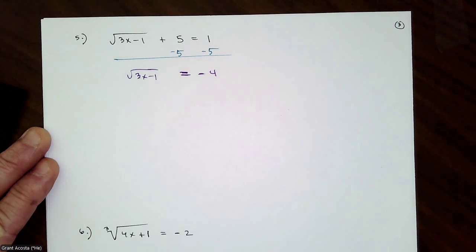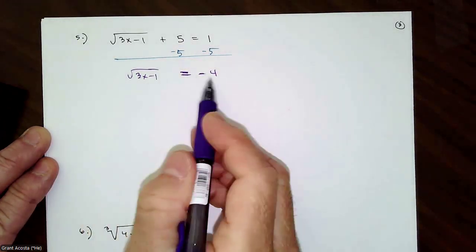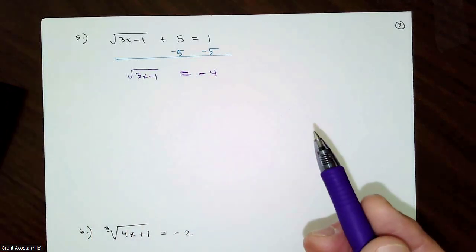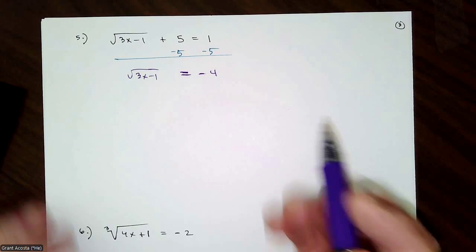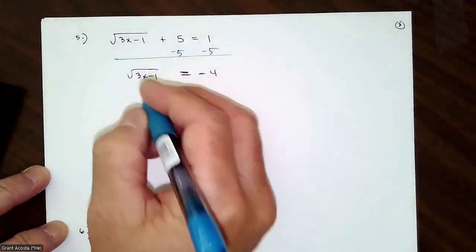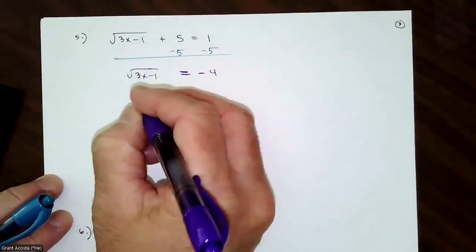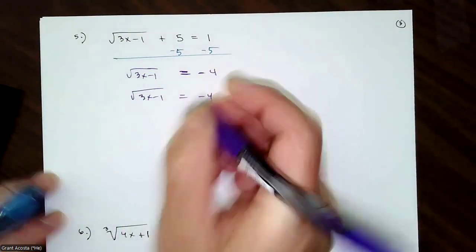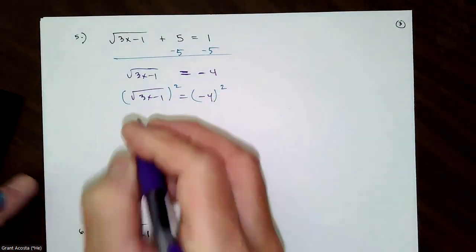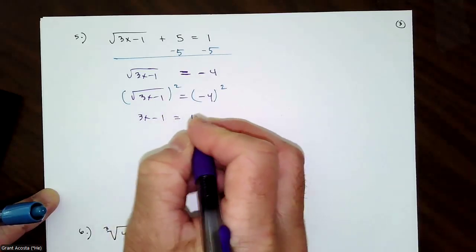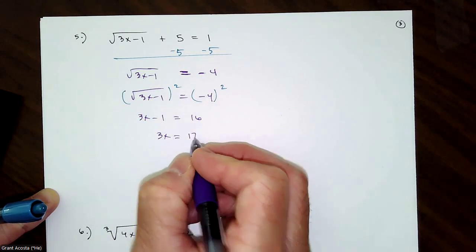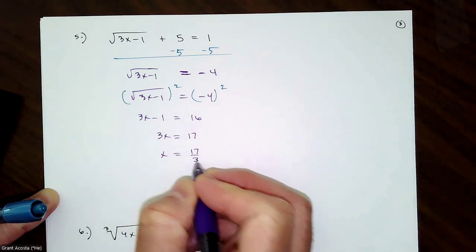Now, from here, of course, you can square both sides. And then you would get rid of the square root here and you can isolate x. But I can already tell you something about, in fact, let's just do that. If I were to square both sides, I end up with 3x minus 1 equals 16. Add that 1 over, I get 3x is equal to 17, x is equal to 17 thirds.